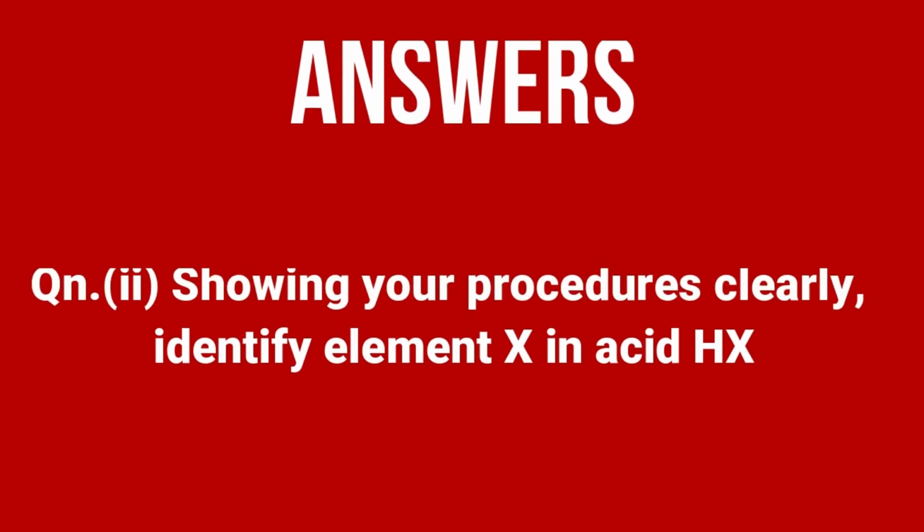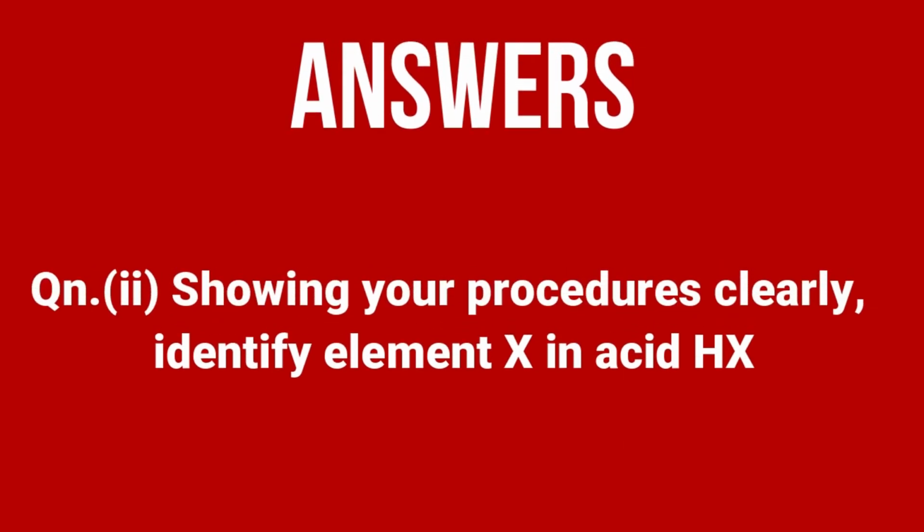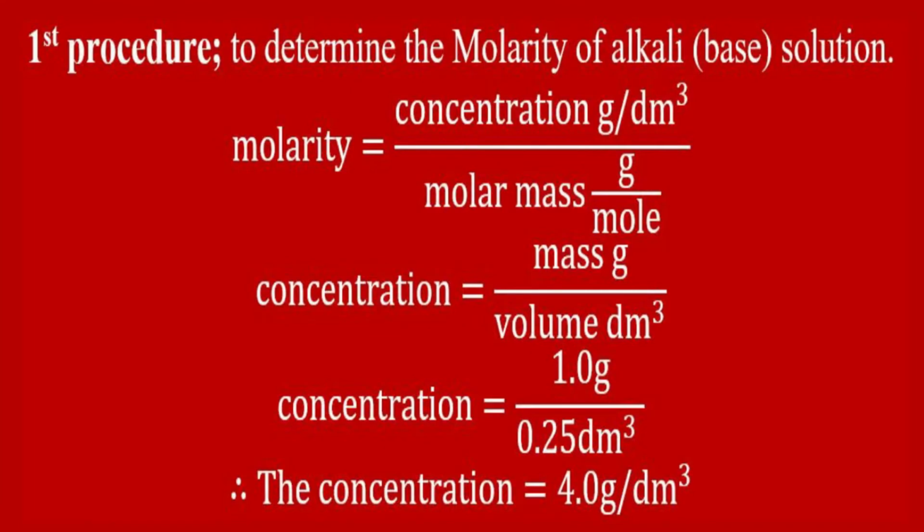Question number 2. Showing the procedure, clearly identify element X in acid HX. Because our question guided us to solve for this element X inside of the acid. So our first procedure is to determine the molarity of the base. Molarity of base is equal to concentration over molar mass. Concentration is the mass over volume. What is the mass? According to our data, 1 gram is dissolved in 0.25 of the solution, or the seed water. So the concentration is 4.0 gram per decimeter cube.